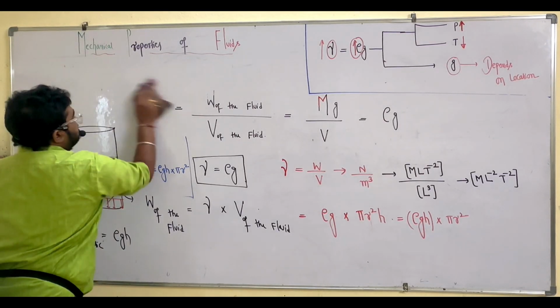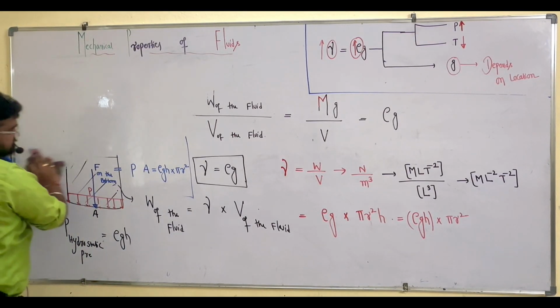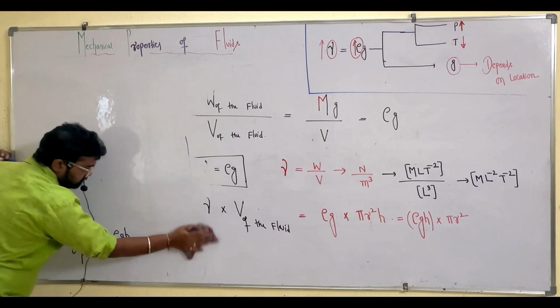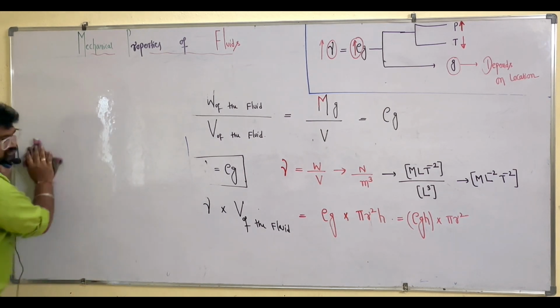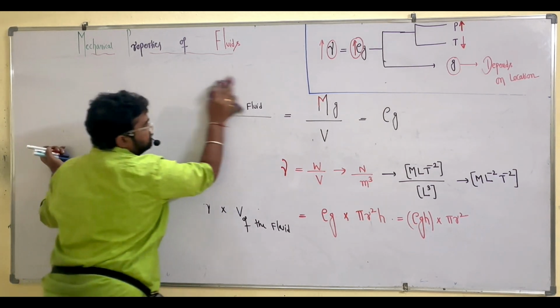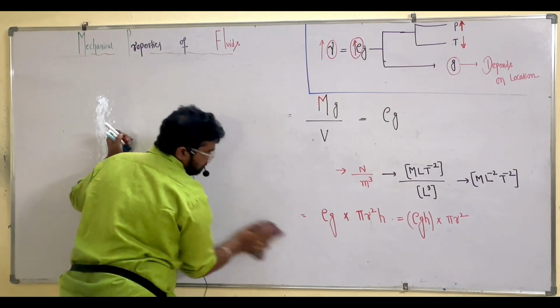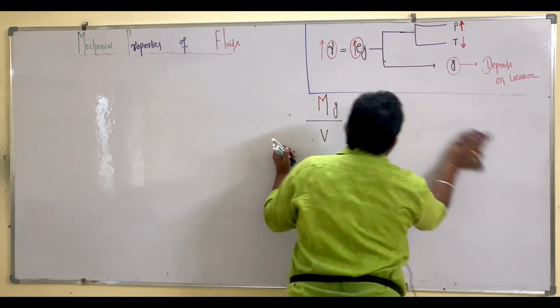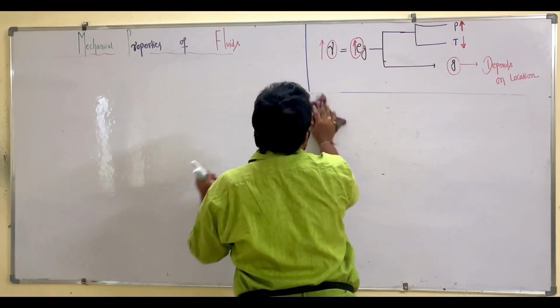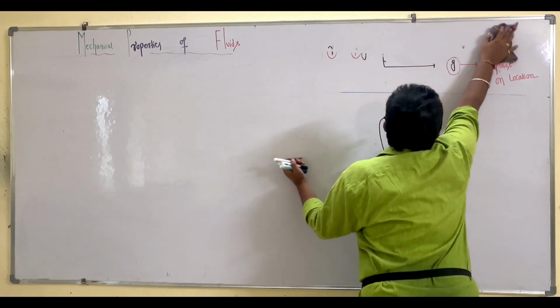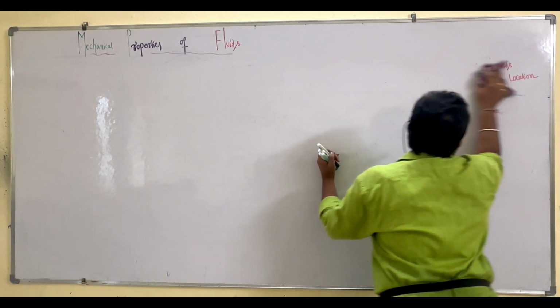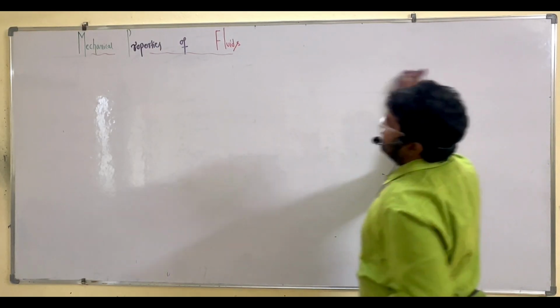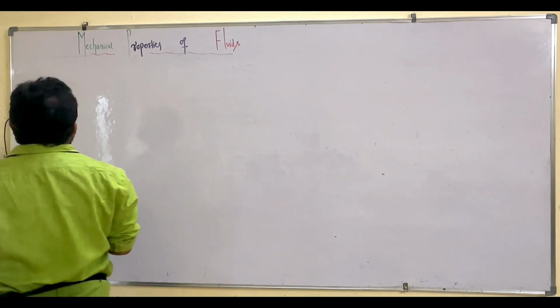Next, relative density or specific gravity. First you can write relative density.